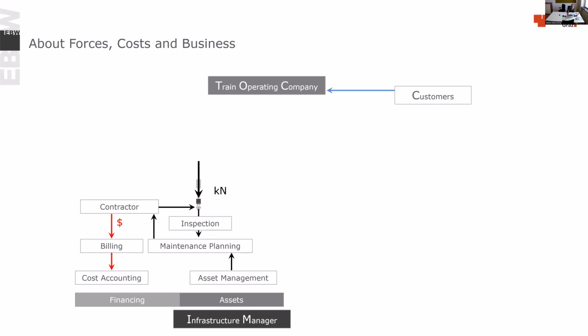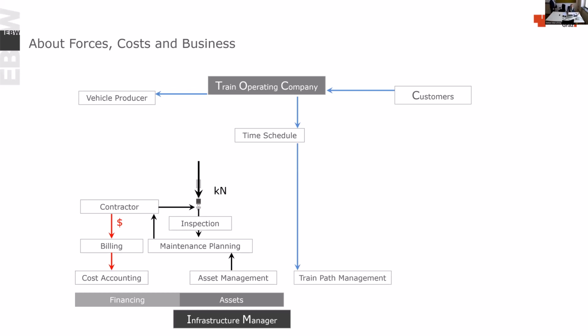To calculate this business case, it is necessary to have a time schedule. When can I run the train? Is it possible to run the train when the customers need it? They need a vehicle, so they go to a vehicle producer to see the vehicle for this train service. And for the time schedule, they have to get in contact with the infrastructure manager, with the train path management.